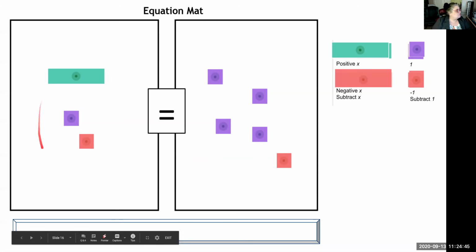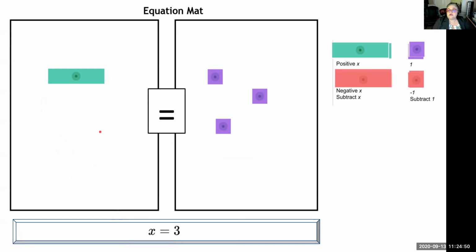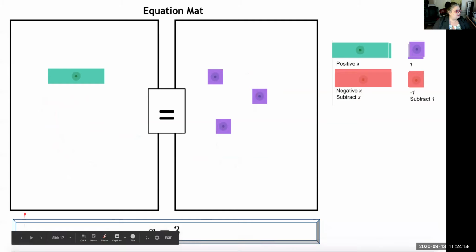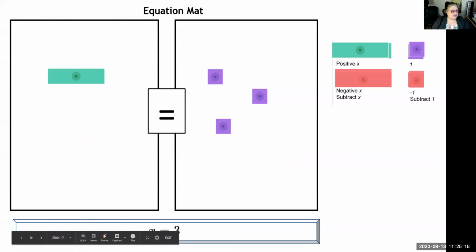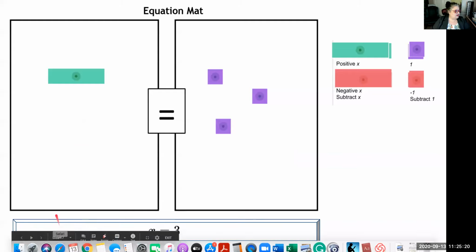Yeah. So here, if we put these together, that's going to be a 0. And here's the other 0, so you're left with 3. Again, let me show you that one more time. These together is going to give me 0, and these together gives me 0. So x equals 3 for that one. Okay, let's try the next one.